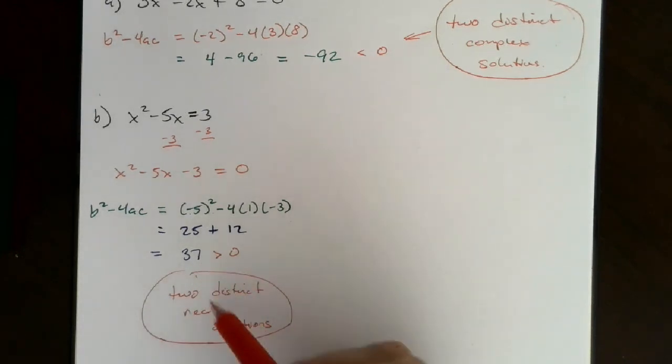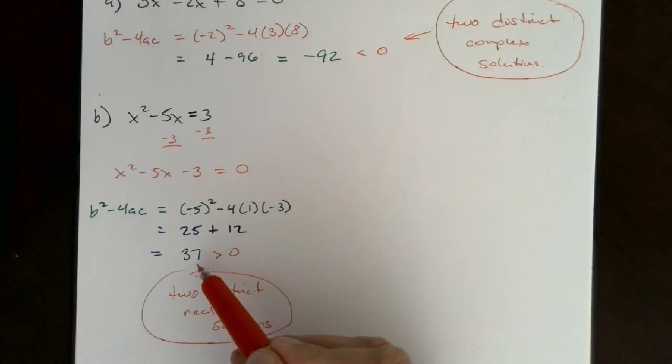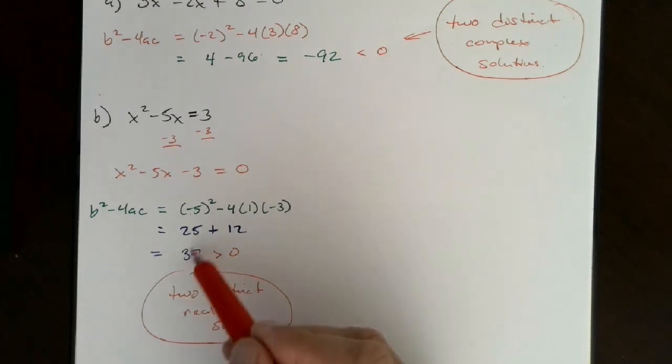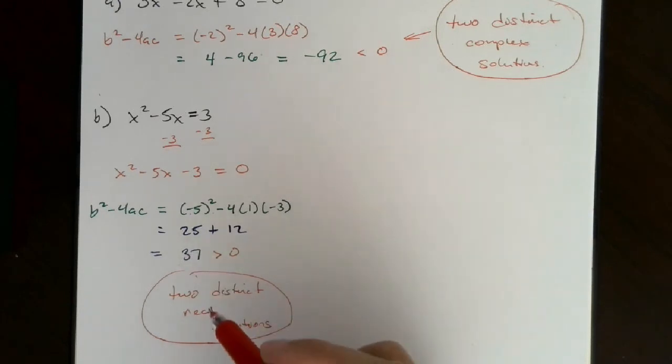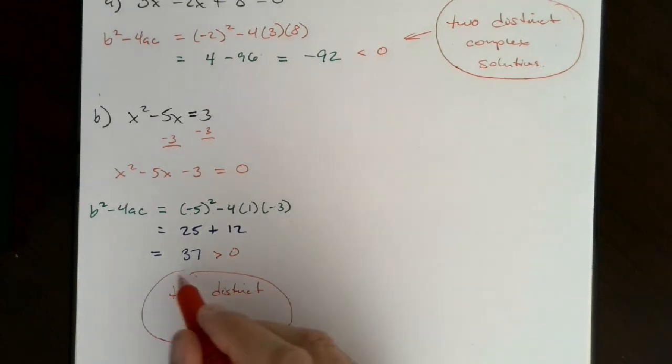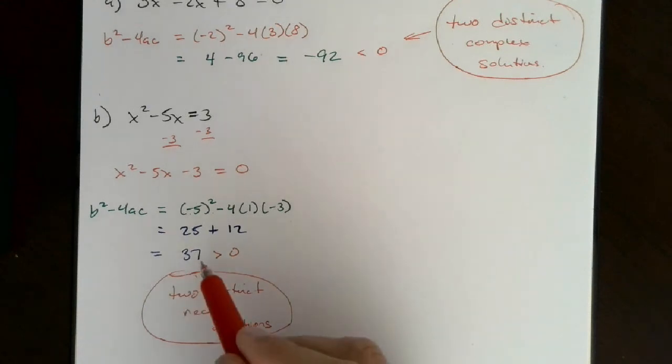Now, you could be more specific. If it doesn't come out to a perfect square, like 37 is not a perfect square, you could call these irrational solutions, because when you take the square root of it, it's not going to come out to a perfect square. If it does come out to a perfect square, let's say it was 36, the square root of 36 is 6. If it's a perfect square, then you could say two distinct rational real solutions. Either way, make sure you understand that it's two real solutions, though. If it's a perfect square, they're rational. If it's a square root you can't take the perfect square of, right, then it's irrational.